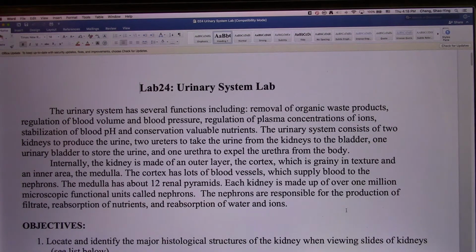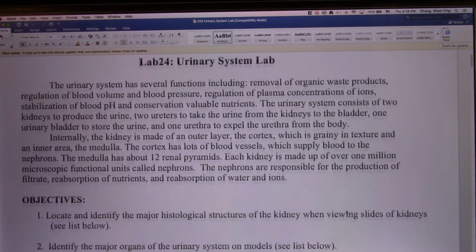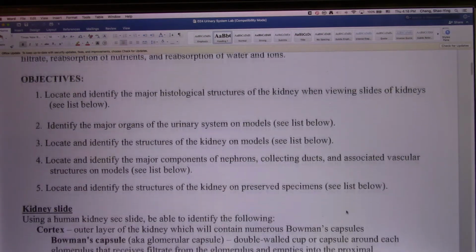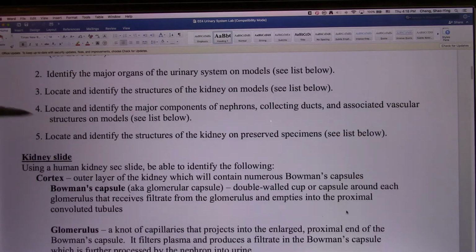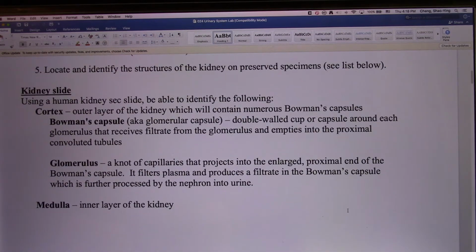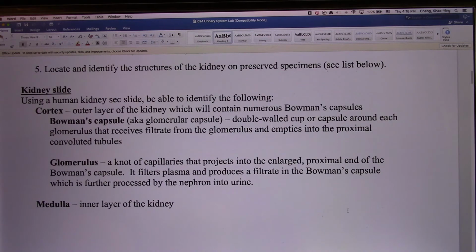Well, in Lab 24, that's the urinary system lab. In this lab, we're going to study the structure of the renal system. We mainly focus on the kidney. So we're going to study the kidney structure, the outside, the inside.